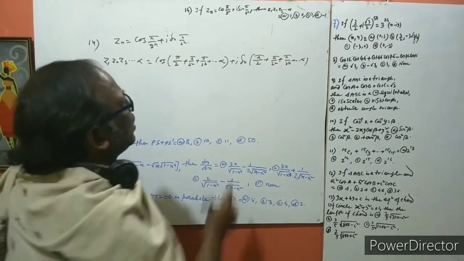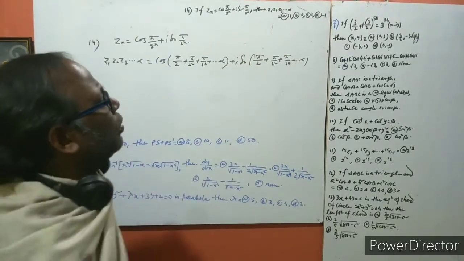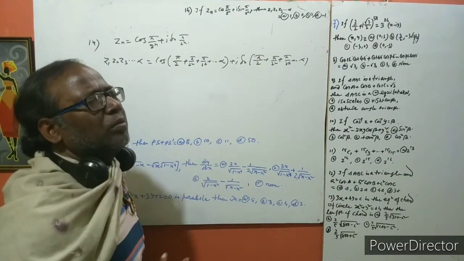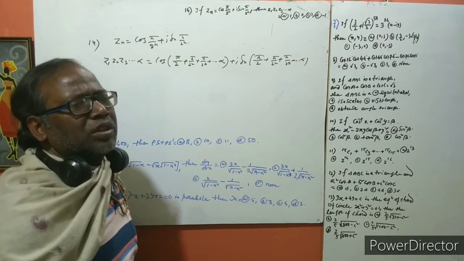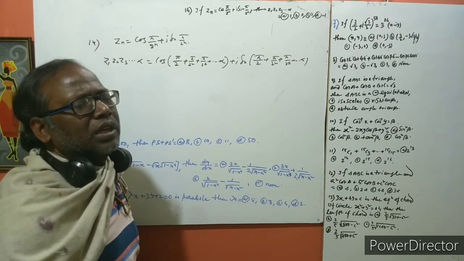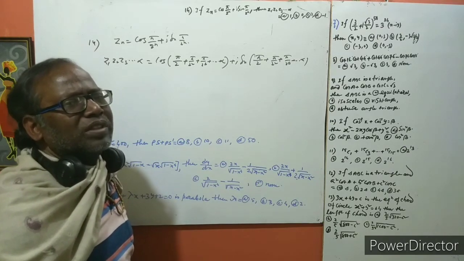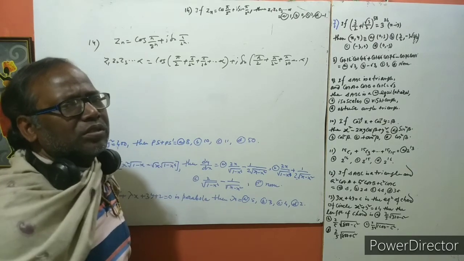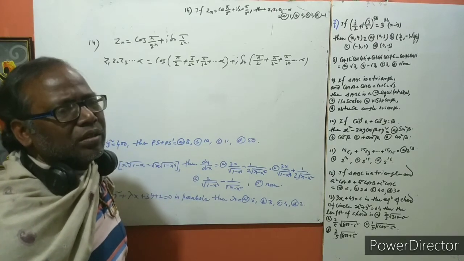Actually this is the product of complex numbers. You know, if we multiply complex numbers like cos of theta 1 plus i sin theta 1 and cos of theta 2 plus i sin theta 2, if we multiply these two complex numbers, then we get the addition of the angles.